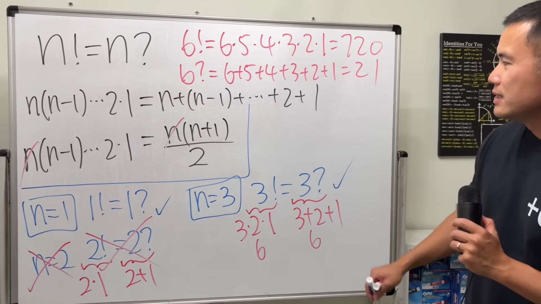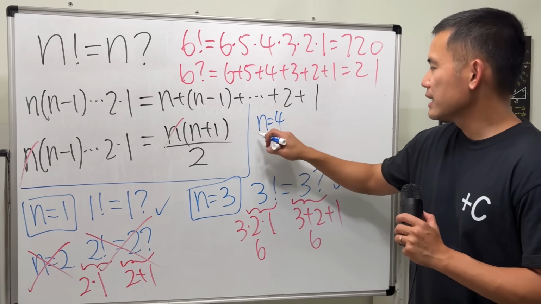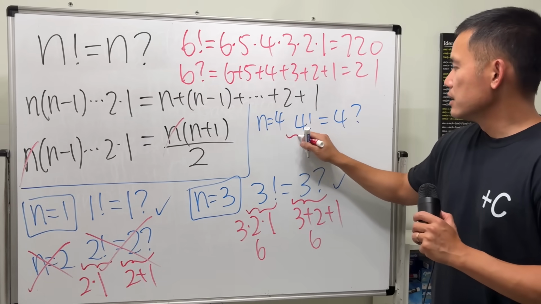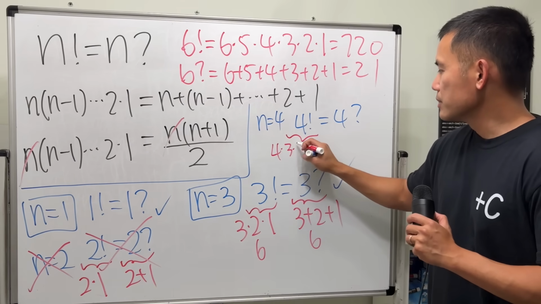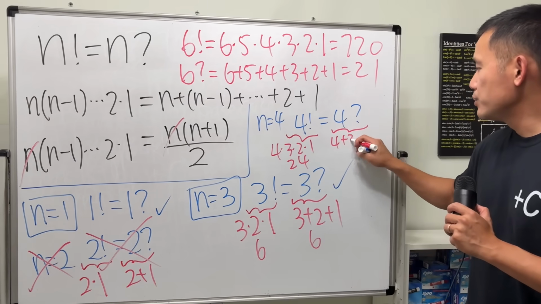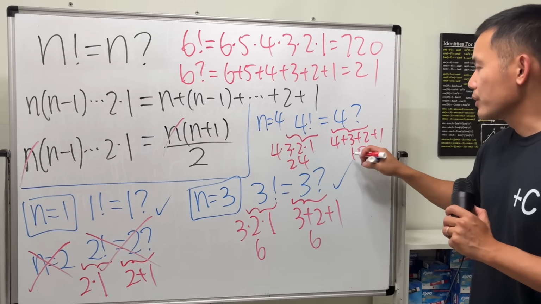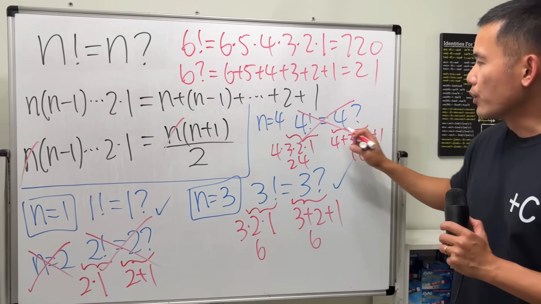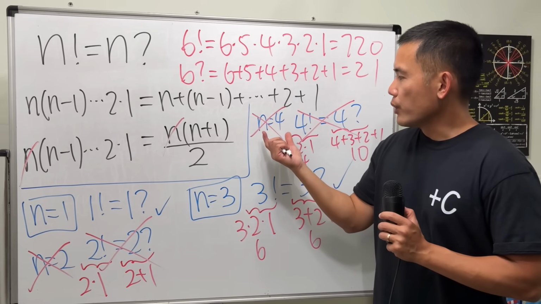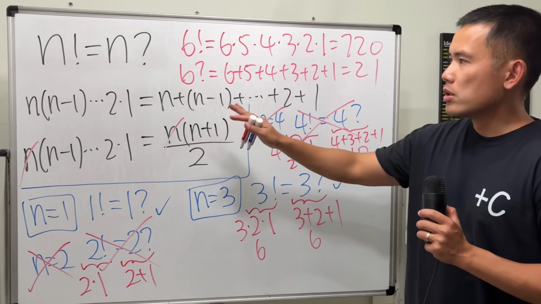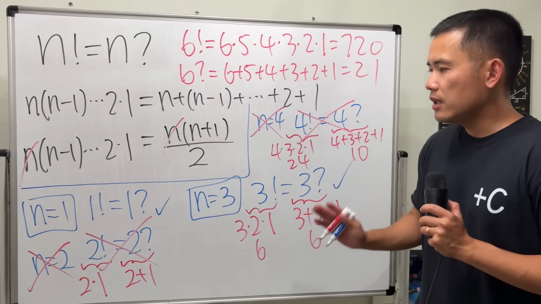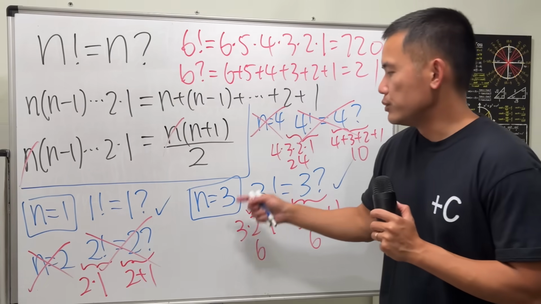Okay, how about when n is equal to 4? You will see that 4 factorial versus 4 terminal: this is 4 times 3 times 2 times 1, which is 24. But this is 4 plus 3 plus 2 plus 1, which is only 10. So it does not work. In fact, you are going to see that as long as n is greater than or equal to 4, factorial will be bigger than terminal. So we will for sure not be able to get any other solutions besides 1 and 3.